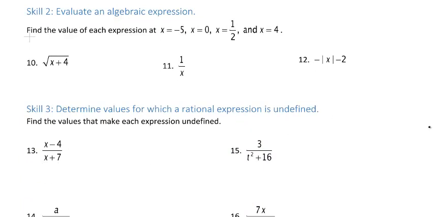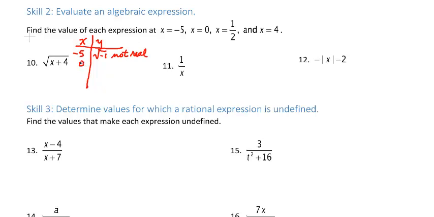Now we want to be able to evaluate algebraic expressions. We're going to find the value of each of these expressions when x is negative 5, 0, 1/2, or 4. So at negative 5, I'm going to make a chart here. Think about this expression as being y. When x is negative 5, we would have the square root of negative 1. And for the purposes of graphing and things that we're going to do, that's not a real number. It is the imaginary unit i, but we'll just say not a real number.